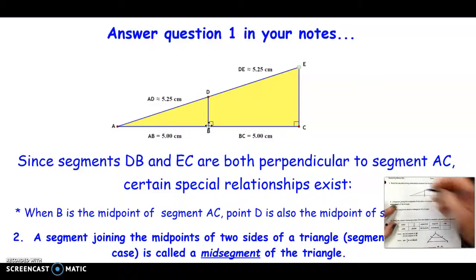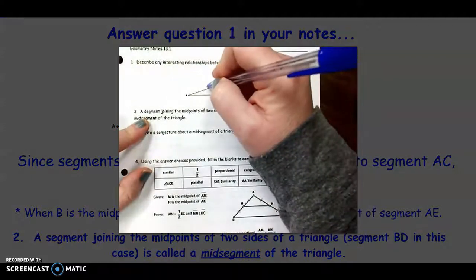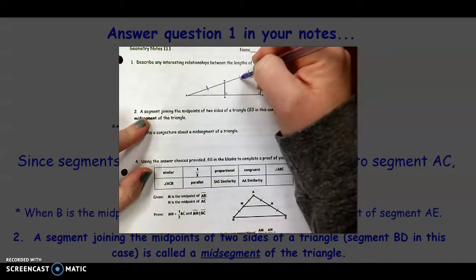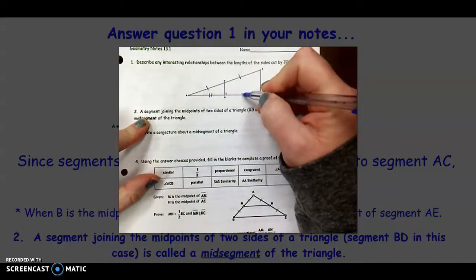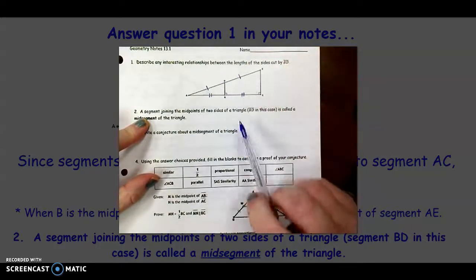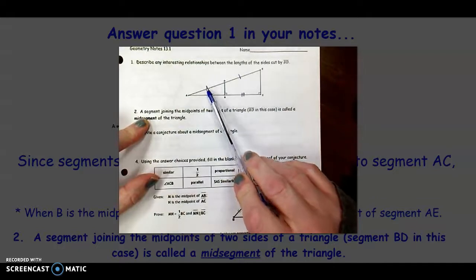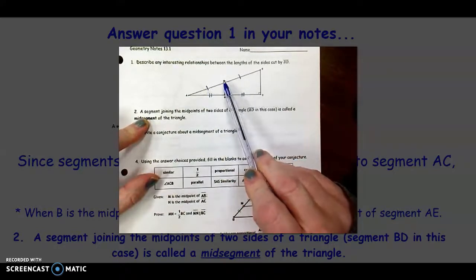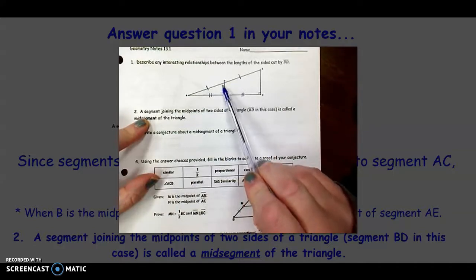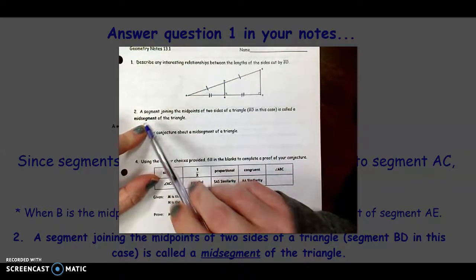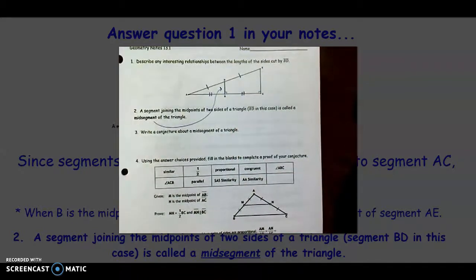So when, and I'll show you on your notes what I'm marking here, we know segment AD and DE are congruent to each other, and AB and BC are congruent to each other. Notice I changed the number of tick marks here because I'm not saying this is congruent to this. So these are congruent to each other, making D a midpoint. These are congruent to each other, making B a midpoint. This segment has a special name called a midsegment. So segment DB is a midsegment.